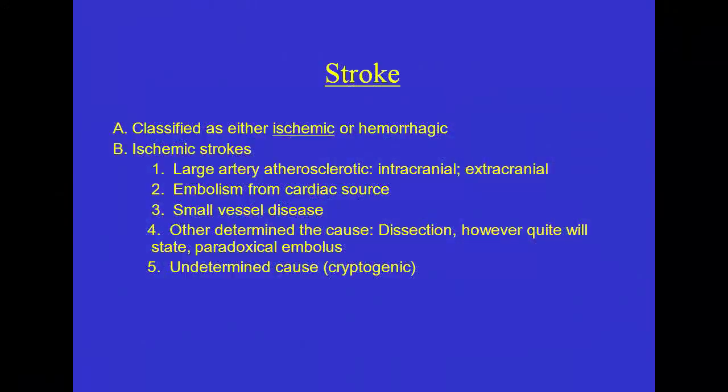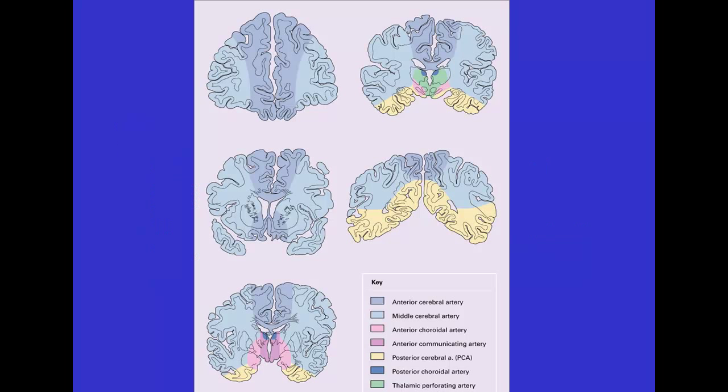Okay, so small vessel disease. These are diabetes, high blood pressure, tobacco usage. So that's number 3. Other causes to be determined: dissection, paradoxical embolus. You can also get venous infarcts in this category, and then there's always the cryptogenic or undetermined causes.